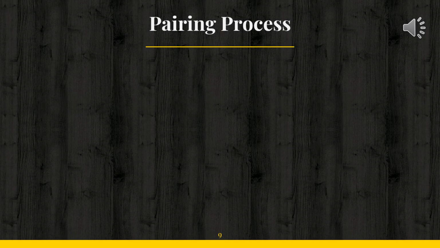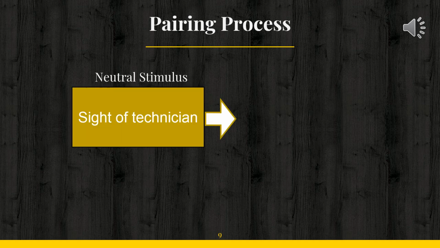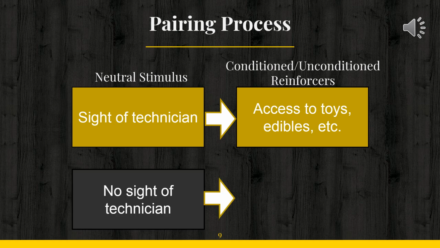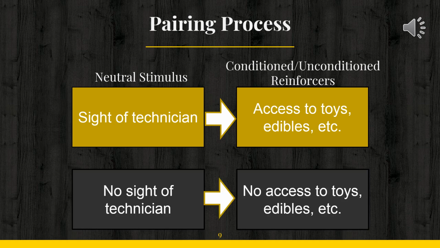The following is how a technician becomes a conditioned reinforcer through the pairing procedure. First, the neutral stimulus, which is the sight of the technician, is presented. Then the conditioned and unconditioned reinforcers, such as toys, edibles, and activities, are presented. The absence of the technician is also paired with the absence of access to these items, because during a session, the client should not be accessing these reinforcers in the absence of the technician.